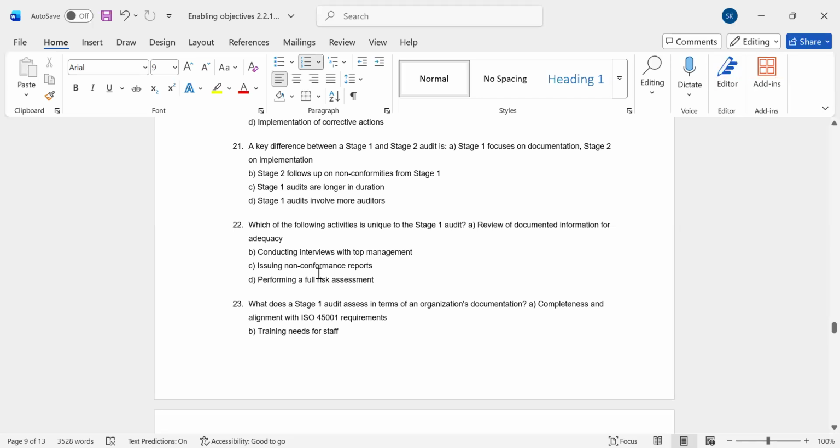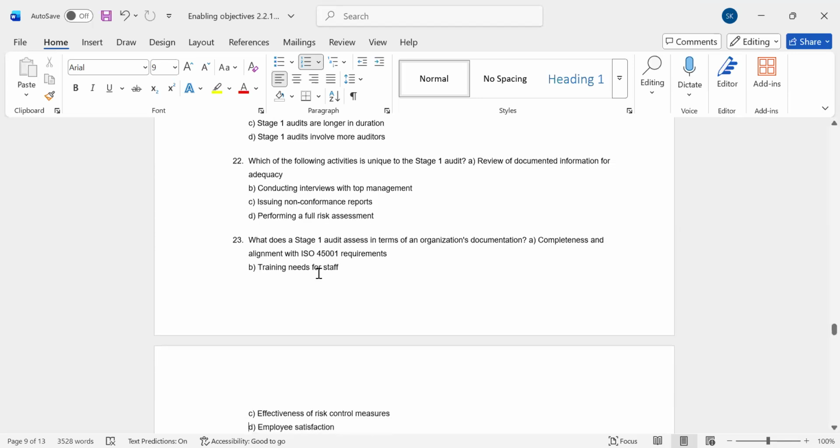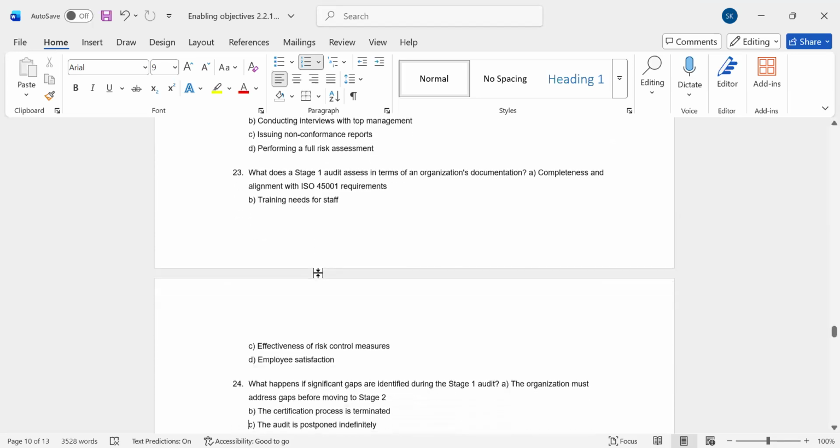Question number 23. What does a stage 1 audit assess in terms of an organization's documentation? A. Completeness and alignment with ISO 45001 requirements. B. Training needs for staff. C. Effectiveness of risk control measures. D. Employee satisfaction.